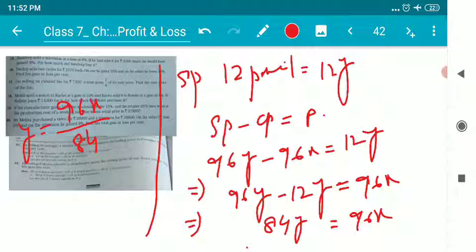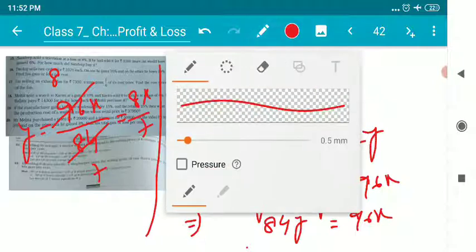Let us reduce it. We can reduce it with a bigger number. We can cancel it by 12. Yes. 8 12s are 96. 7 12s are 84. So the value of y is coming 8x by 7. Keep in mind, don't forget.